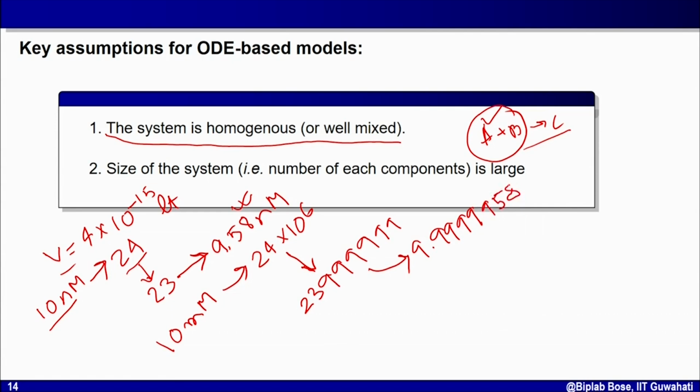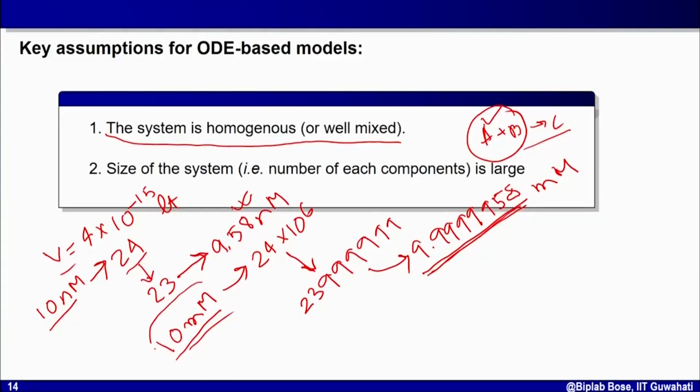58 or similar to that. So what I want to show here is that if you have 10 millimolar, a change in one copy of the molecule will cause only a slight change in the concentration. So remember, the concentration change is not abrupt.